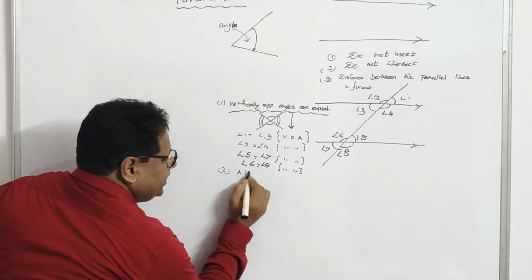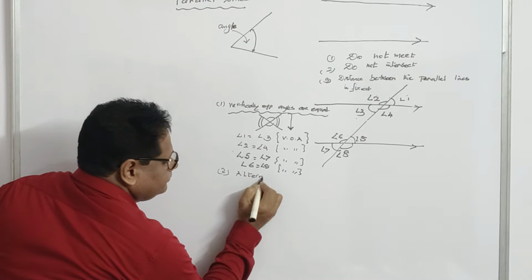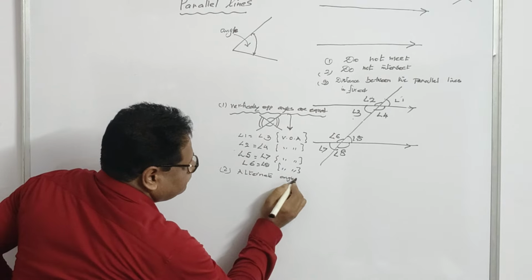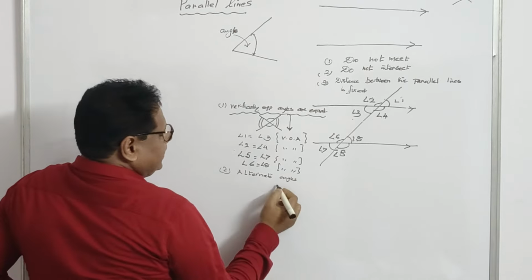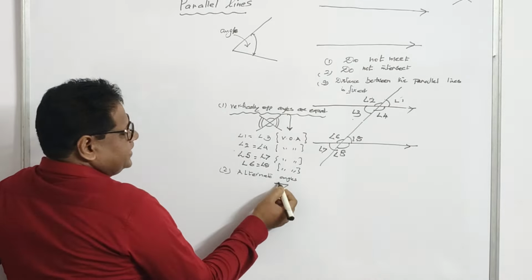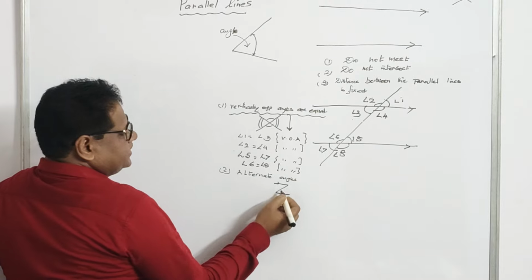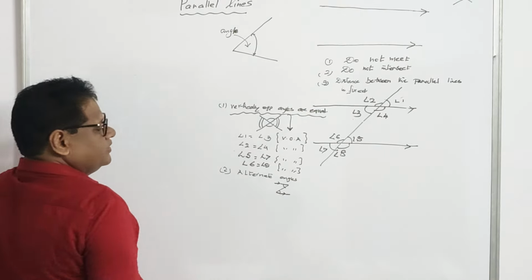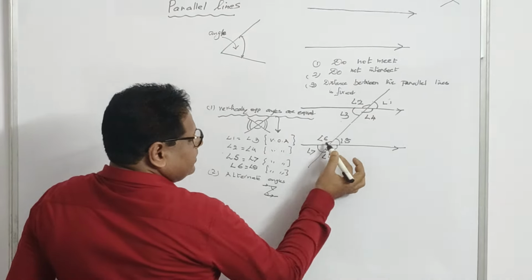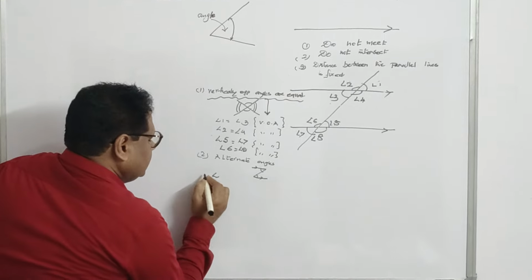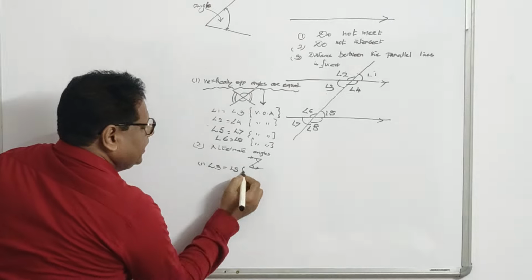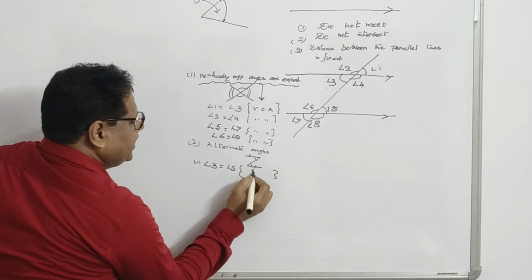Then we have alternate angles. For this, remember the letter Z. If I write the alphabet Z, and let us say these arms are representing parallel lines, then this angle will be equal to this angle. Now observe the letter Z in this figure. Angle 3 equals angle 5. So this is the first pair, angle 3 equals angle 5. Again the reason is this one, alternate angles.